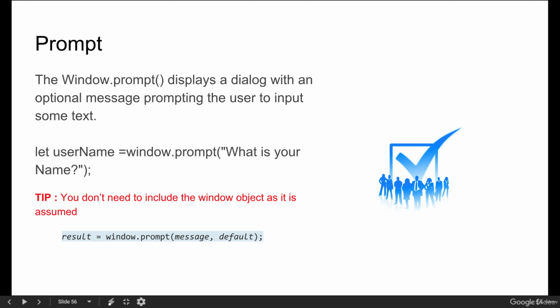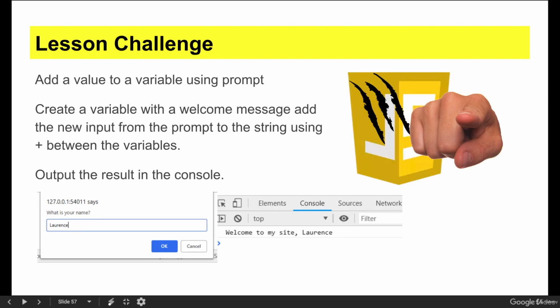So we've got an example of the prompt, similar to the alert, except it asks you a question and allows the user to respond. So that's the big difference there. And just like alert, you don't need to add window in front of it. And of course you can if you want to, but it's going to be the same thing as the alert.